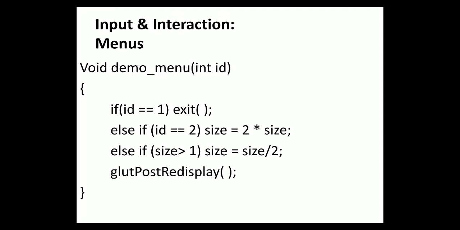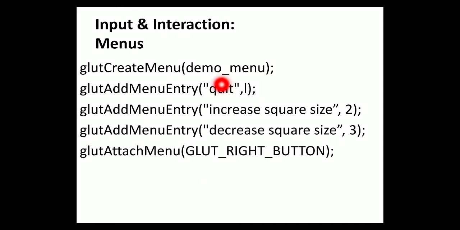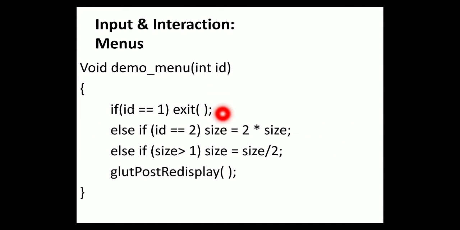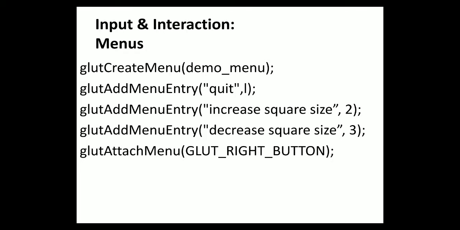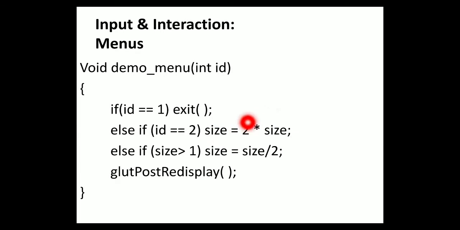This is a sample given in order to process the given input from the menu. If it is 1, it is the quit option, and it is going to execute. 2 is for increase, 3 is for decrease. If it is equal to 2, it's going to double the size of the square. If it is 3, that is if the size is greater than 1 unit, then only it's going to decrease the size by half. So this program is to increase the size by double and decrease the size by half. The glutPostRedisplay will be displaying the updated values of the square.